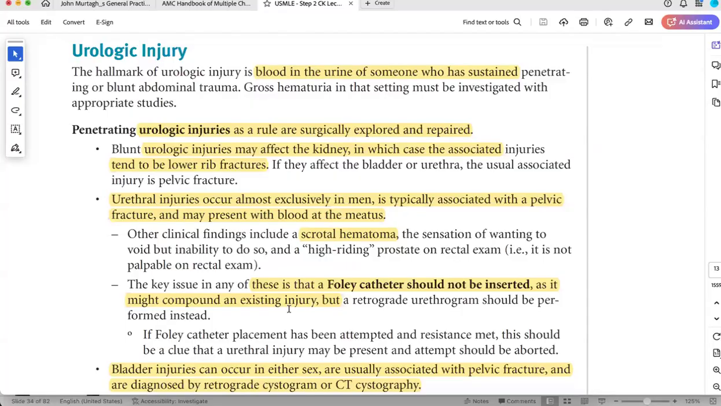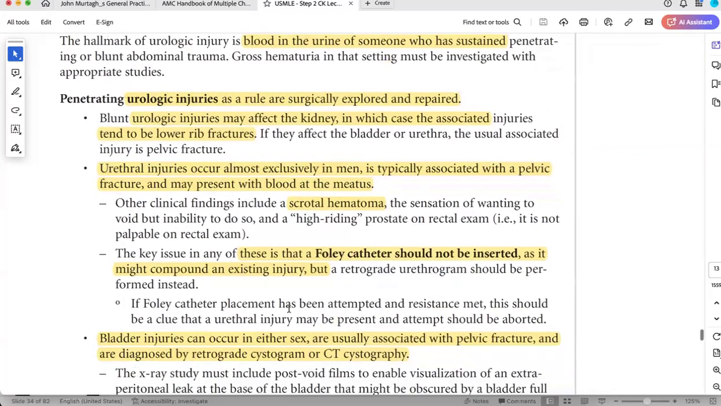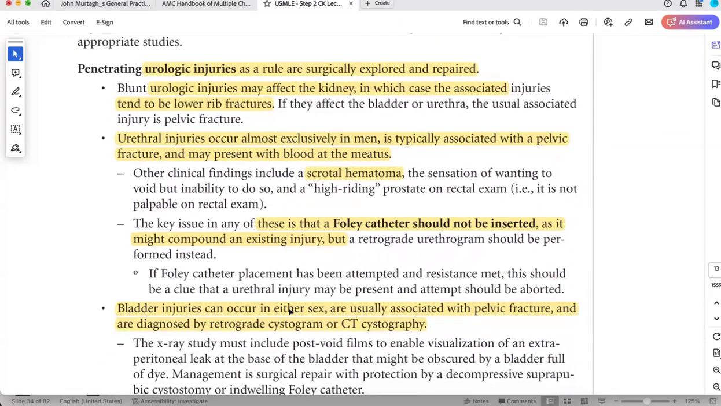Any penetrating urologic injury requires surgical exploration and repair. But if it is a blunt injury, then it depends where the injury is. Like if a patient has got a lower rib fracture, it can cause kidney injury as well, and the patient can bleed. If a patient just says that he can see some blood at the urethral meatus, it might be urethral injury. Very important is that if a patient has urethral injury, sometimes it will be difficult for the patient to pass urine, and they can have acute urinary retention.